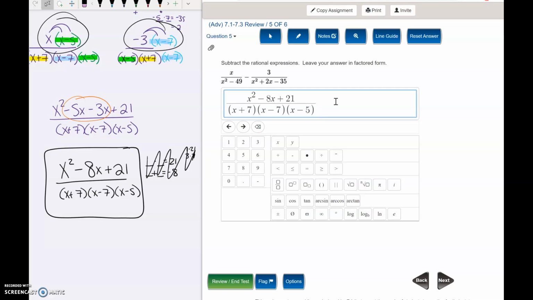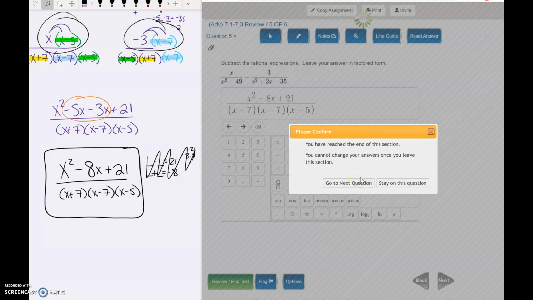Now this system is set up so that if you put those parentheses in a different order, it will count that answer as correct. So the order of the factors in your denominator does not matter. What matters is that you have 3 sets of parentheses, one of them with a plus 7, one of them with a minus 7, and one of them with a minus 5.